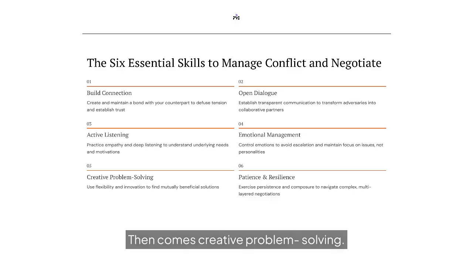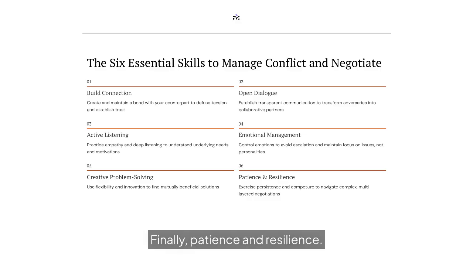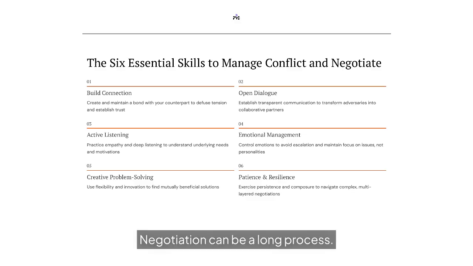Then comes creative problem-solving. Great negotiators look beyond fixed positions and search for innovative solutions that meet everyone's core needs. Flexibility turns deadlocks into breakthroughs. Finally, patience and resilience. Negotiation can be a long process. Maintaining composure and perseverance allows you to navigate uncertainty and build lasting agreements rather than quick fixes.